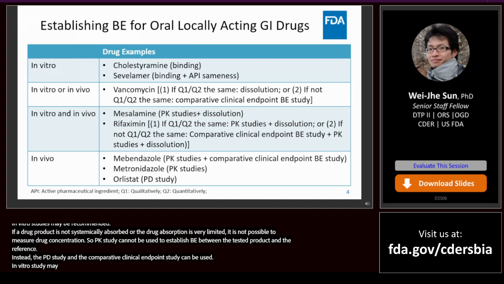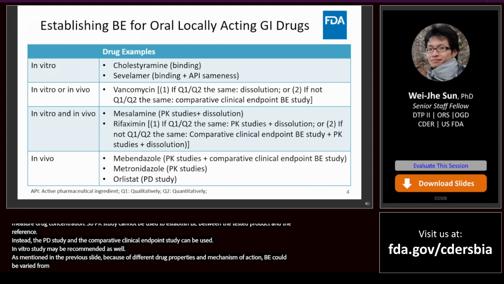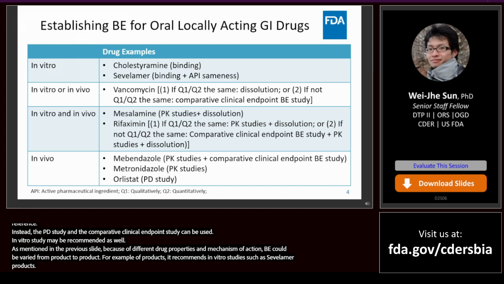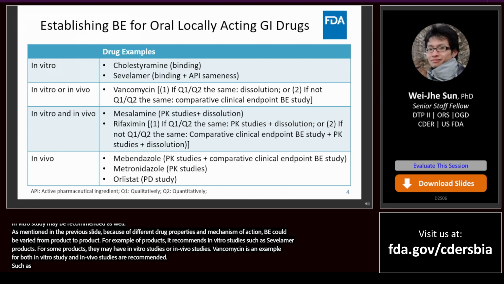As mentioned in the previous slide, because of different drug properties and the mechanism of action, methods to establish BE could be varied from product to product. For some products, it may just recommend in vitro studies to establish BE, such as sevelamer products. For some products, they may have options of in vitro studies or in vivo studies. Vancomycin hydrochloride capsule is an example. Or both in vitro study and in vivo studies are recommended, such as mesalamine products. Sometimes only in vivo studies are recommended for BE establishment.